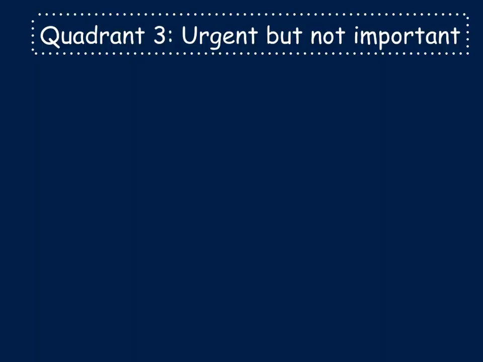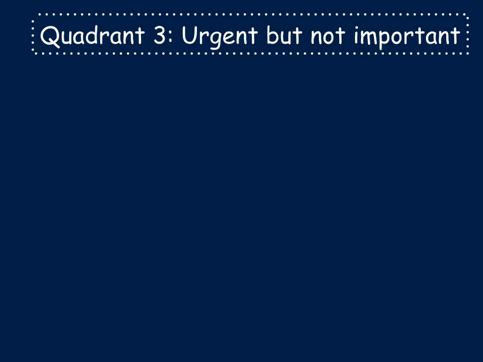Quadrant 3, urgent but not important. This quadrant involves things that are not a main concern in terms of importance, but do need to be tended to as quickly as possible. Often these tasks can actually be delegated or left to be attended to a little bit later.